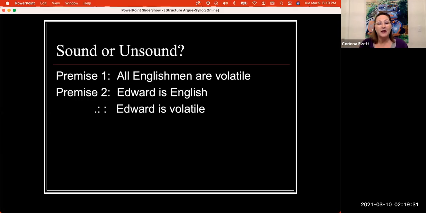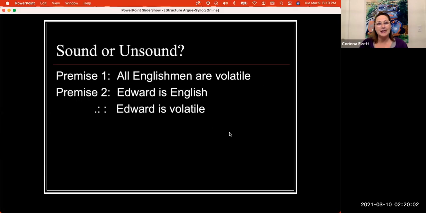Even if the other premise is true and acceptable, and even if the structure is valid, because of that one premise, this is now an unsound argument. But let's finish our exercise here. Edward is English. Is that true and acceptable? We can verify that, sure. Now let's look at the structure. All Englishmen are volatile. Edward is English, therefore Edward is volatile.